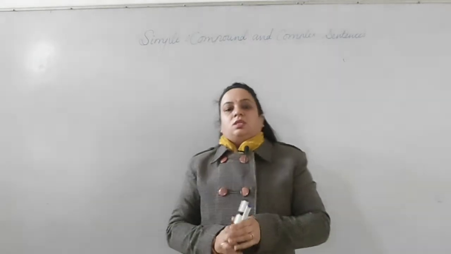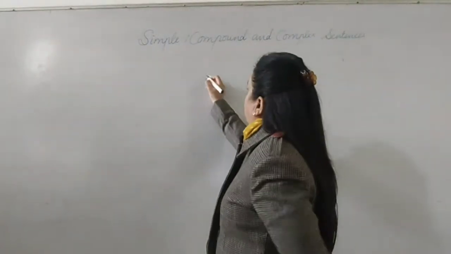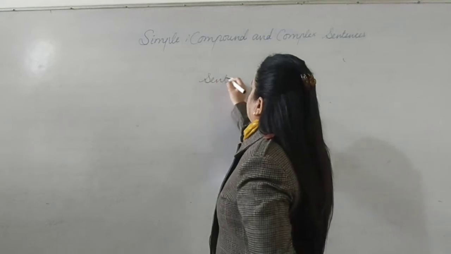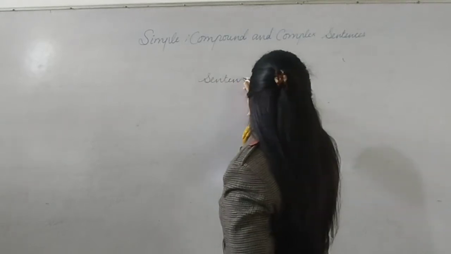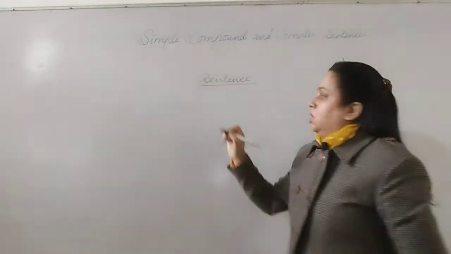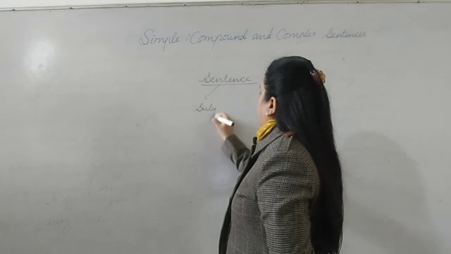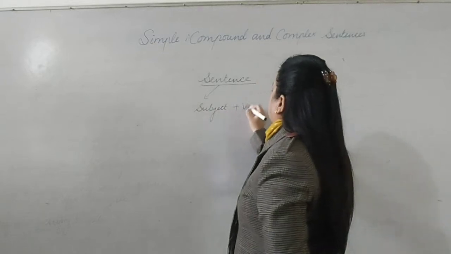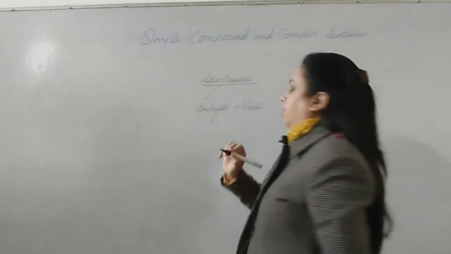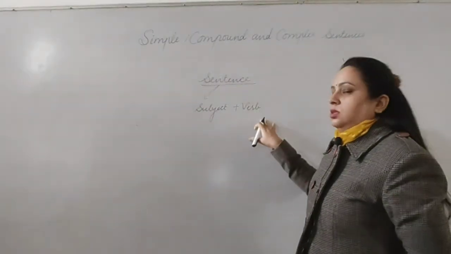So dear students, let's first revise what a sentence is. A sentence is a structure where a subject is required, right? And with that a verb is required, right? The combination of these two things creates a sentence.